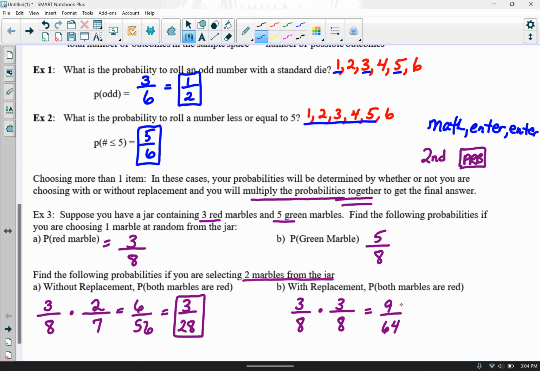That one actually cannot be reduced, but whenever you start getting larger numbers like this, you might question whether it can be reduced or not. You will lose points if you don't reduce all the way.